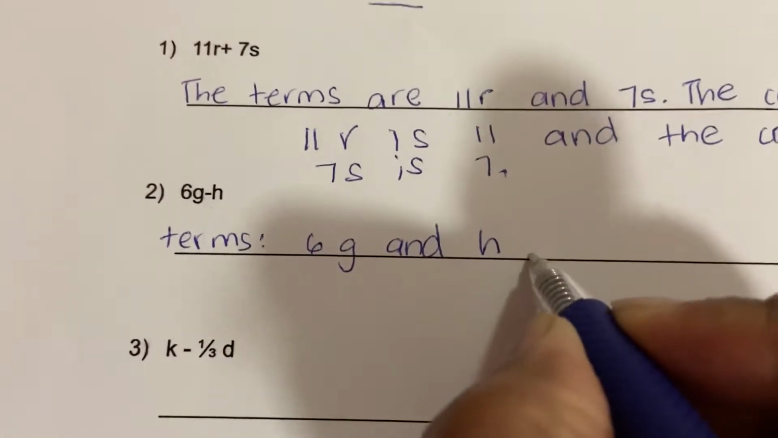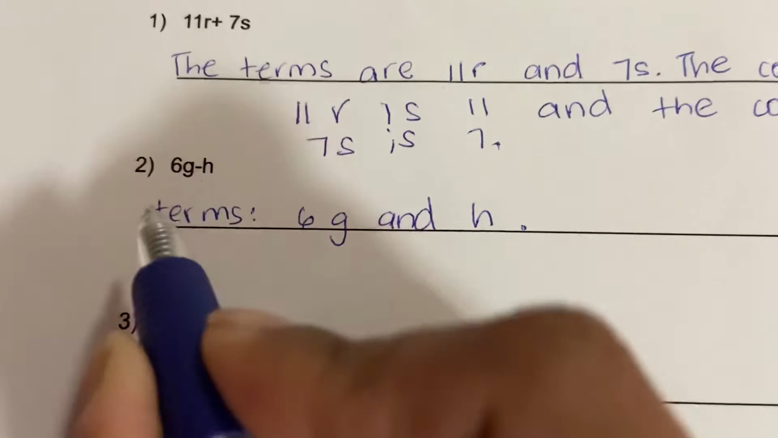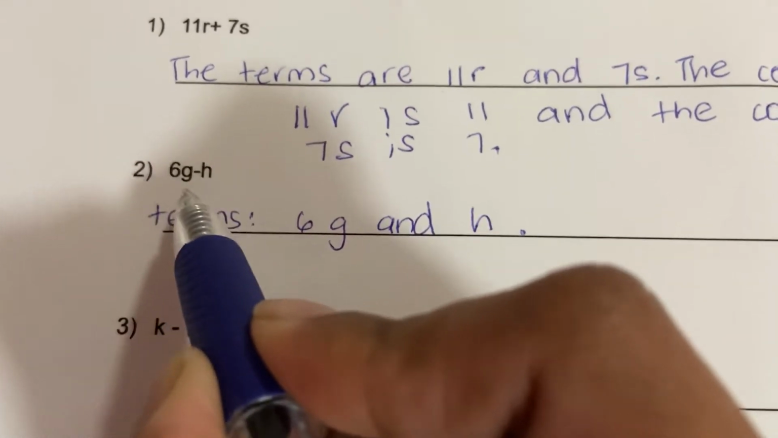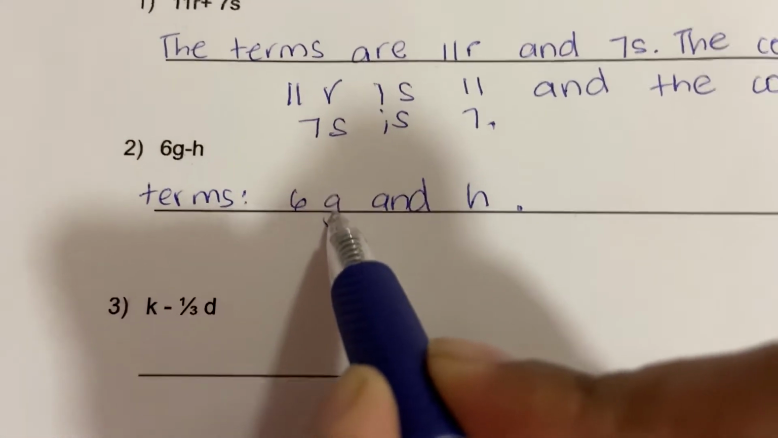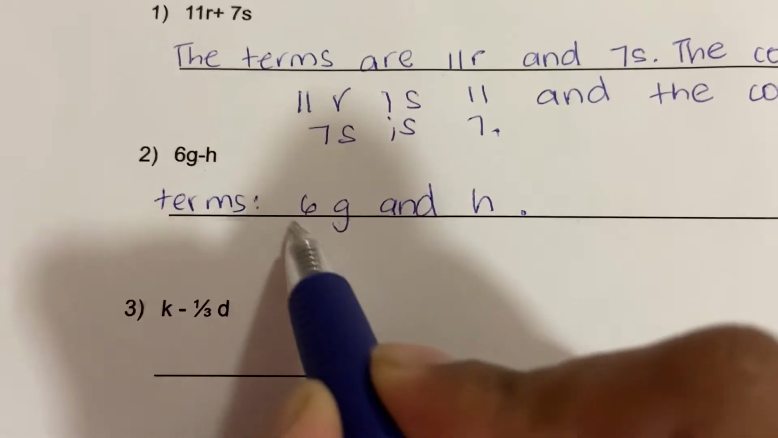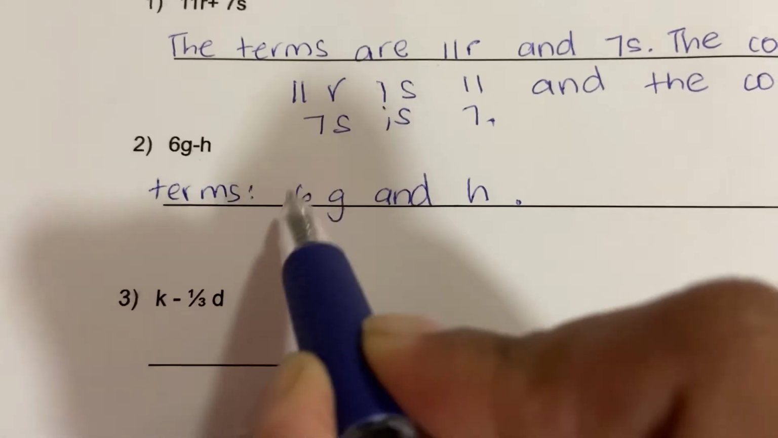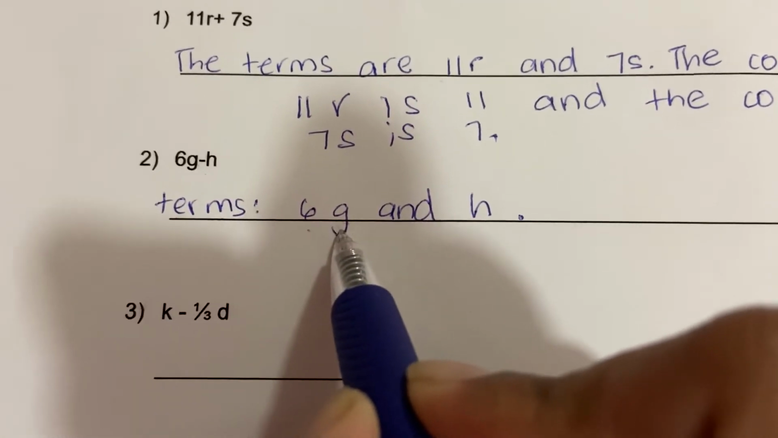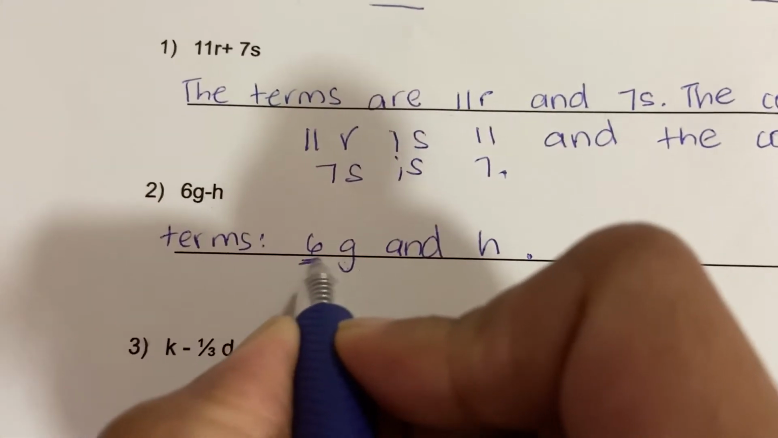Now let's think about the coefficient here. In 6g, what's getting multiplied by the variable? Well, the coefficient of 6g is 6, because 6 is what's getting multiplied by that variable. So this is your coefficient.